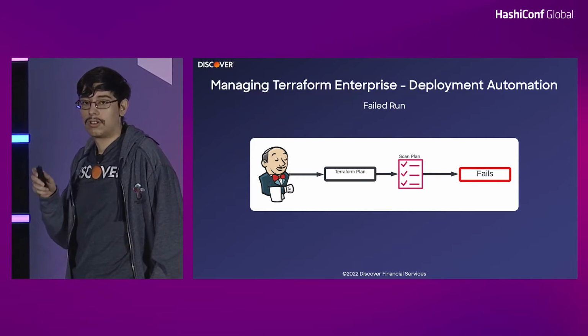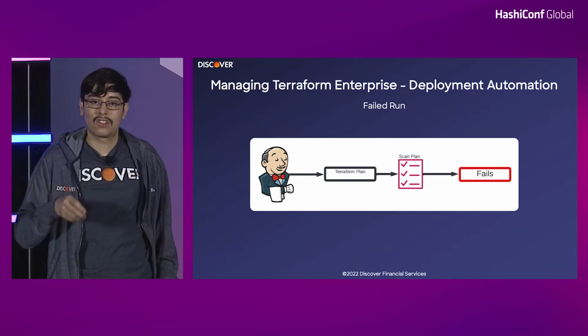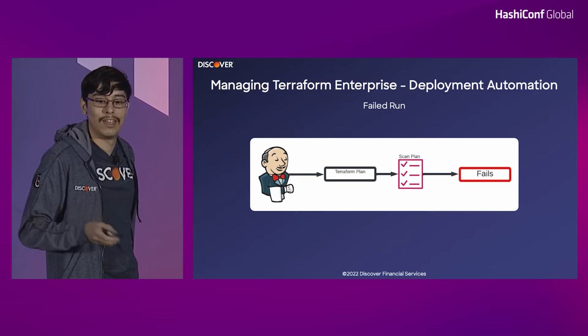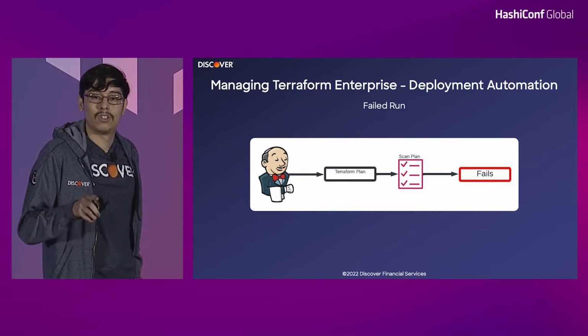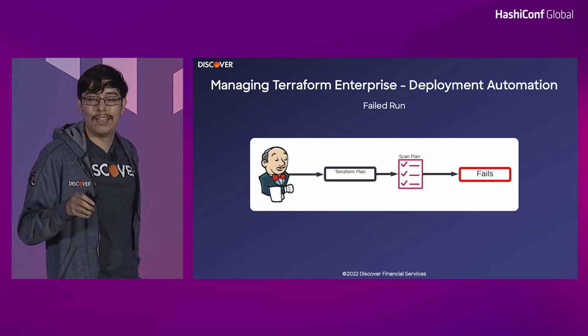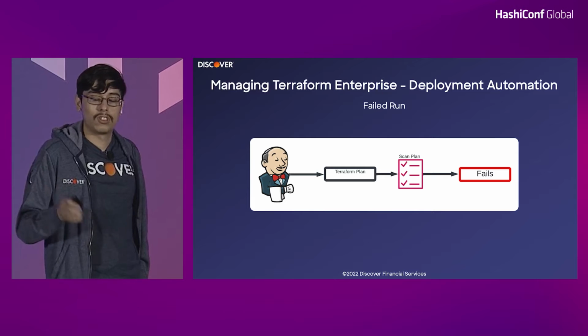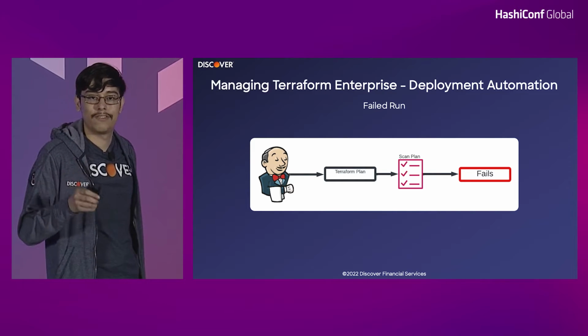So let's go back a little bit to the actual scanning of the Terraform plan. What happens in case the plan detects something that it doesn't like? Let's say the S3 bucket is not being encrypted. The idea is that we set up our Jenkins pipeline to make sure that if that indeed does happen, then the pipeline fails.